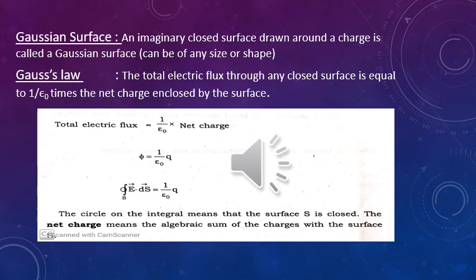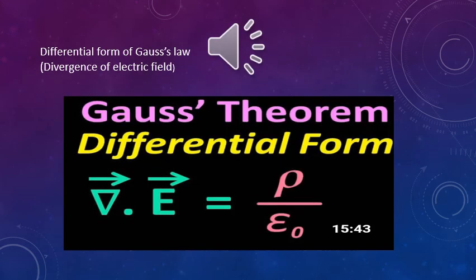The integral here is a closed integral, shown as a circle over the integral sign. It means the surface is closed. That is, the total electric flux through the closed surface is equal to 1 by epsilon 0 into the net charge enclosed by the surface. Next is the differential form of Gauss's law.